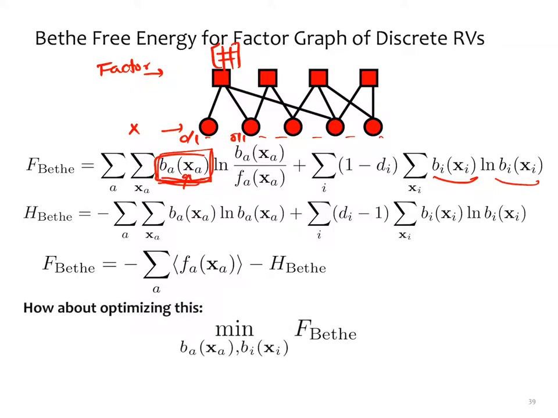So A is now going over the factors? Yes. And the x_i's are going to be the random variables. Yeah, but which ones? These are the x's, right? These are x1, x2, up to xn.